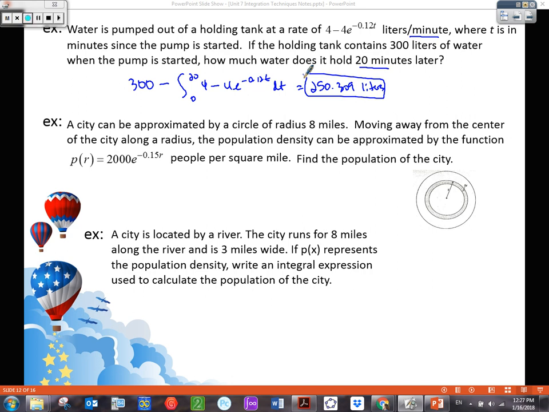Okay, the next problem. A city can be approximated by a circle of radius 8 miles. It's a circle, so we're talking about population on a ring. Moving away from the center of the city along a radius, the population density can be approximated by this function right here, which approximates the density in people per square mile. Find the population of the city.